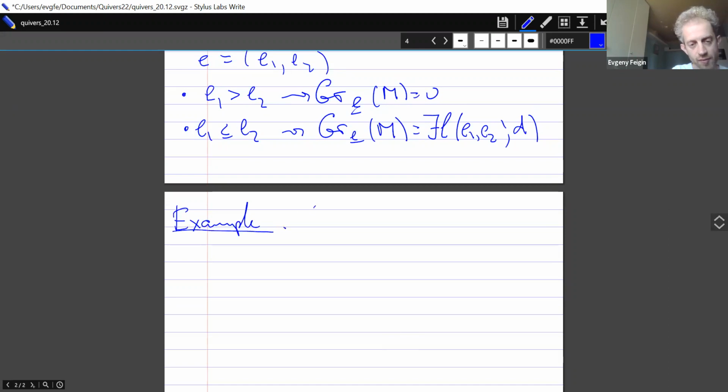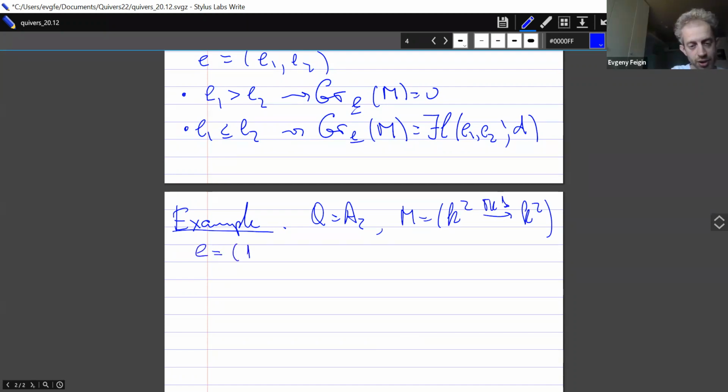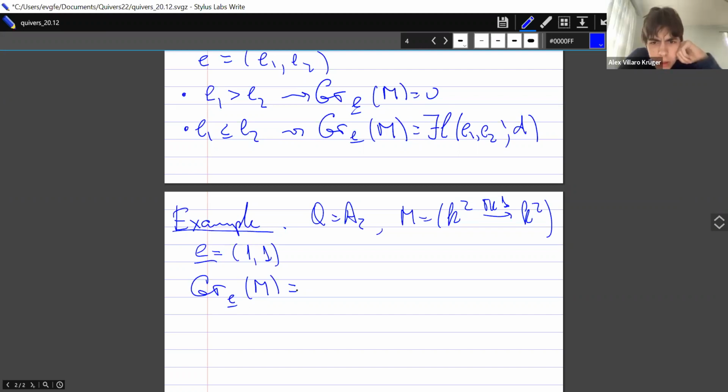So still Q is A2, but let's use a bit more complicated representation M, which is a map from one two-dimensional space to another, but here this is a rank 1 map with one-dimensional kernel. And let's put E to be just (1, 1). And then let us ask, what is the Grassmannian Gr_E(M)? So can you tell me? Is it two lines that intersect in a point? All right, right, absolutely.